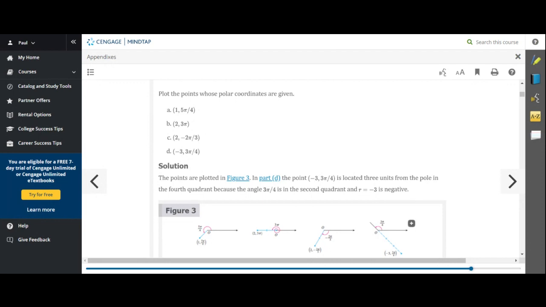So here in the picture, let me just see one thing here. Here in the picture for part A, what they do is they measure a 225 degree angle from the positive x-axis and then move forward a radius of 1. And that gets them 1, 5 pi over 4. So I'm assuming you're looking in your ebook as well, okay?